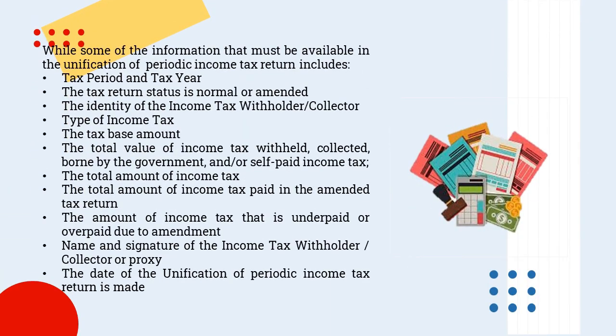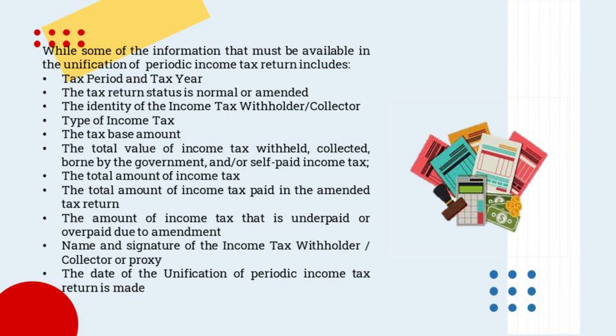While some of the information that must be available in the unification of periodic income tax return includes: first, tax period and tax year. Second, the tax return status is normal or amended. Third, the identity of the income tax withholder or collector. Fourth, type of income tax. Fifth, the tax base amount. Seventh, the total value of income tax withheld, collected, borne by the government, and or self-paid income tax.